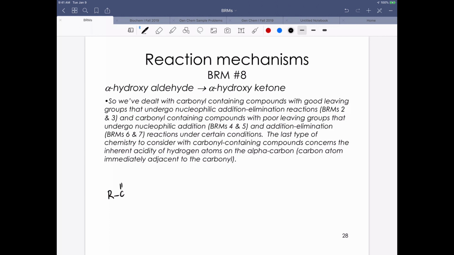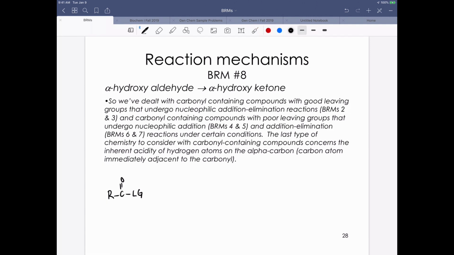So again, if we have a carbonyl containing compound that has a good leaving group, the chemistry that can happen is nucleophilic attack, generation of a tetrahedral intermediate, decomposition of that tetrahedral intermediate with departure of the leaving group, and in essence, we replace the leaving group with the incoming nucleophile. So we call this nucleophilic addition-elimination chemistry.